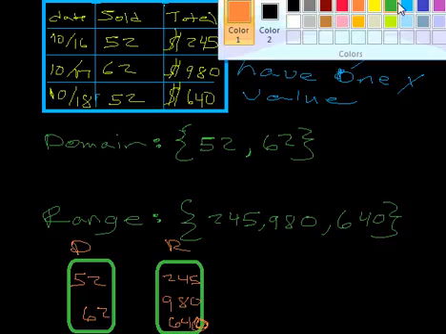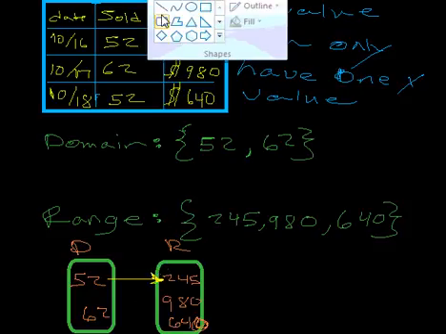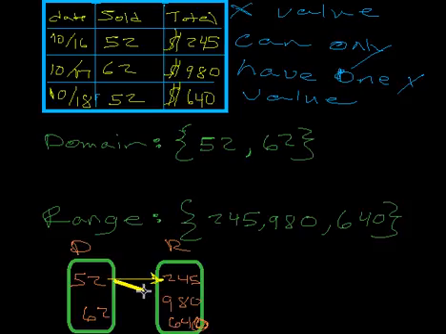So here, let's go ahead and map these points again. I'm going to use, let's do yellow because it'll stand out here. Okay, so 52 automatically, it maps to the 245. I already know that. But 52 also maps down to my other value of 640. And actually, 62 goes to 980 right here. So it maps to 980.